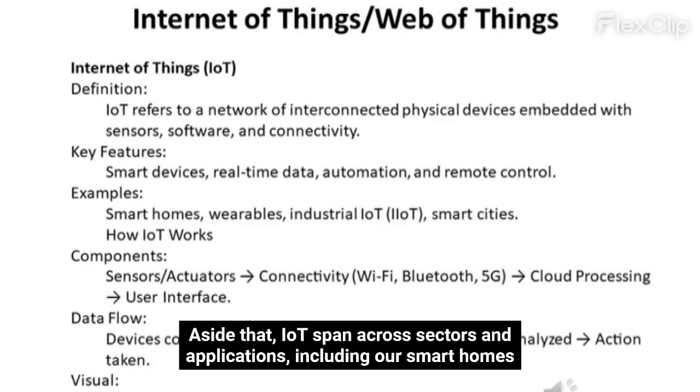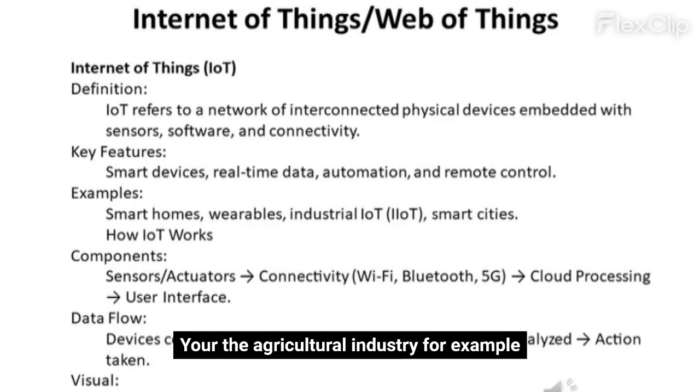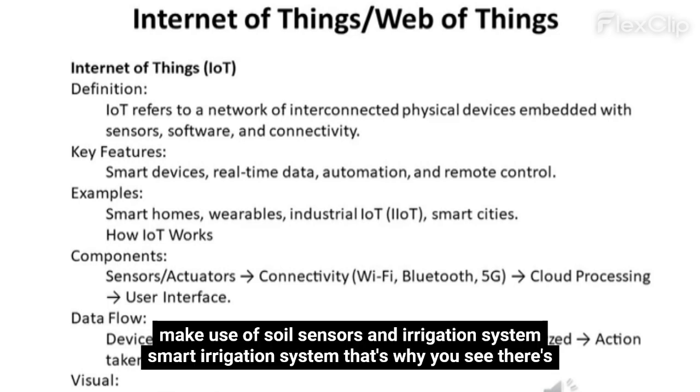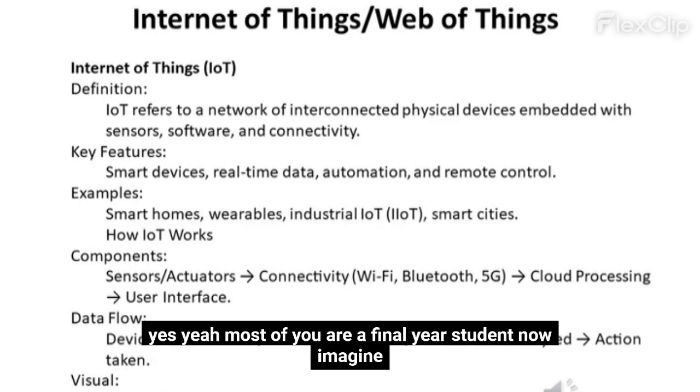Aside from that, IoT spans across sectors and applications, including our smart homes. The agricultural industry, for example, makes use of soil sensors and smart irrigation systems. That's why you see something we call smart irrigation. Most of you are final year students.